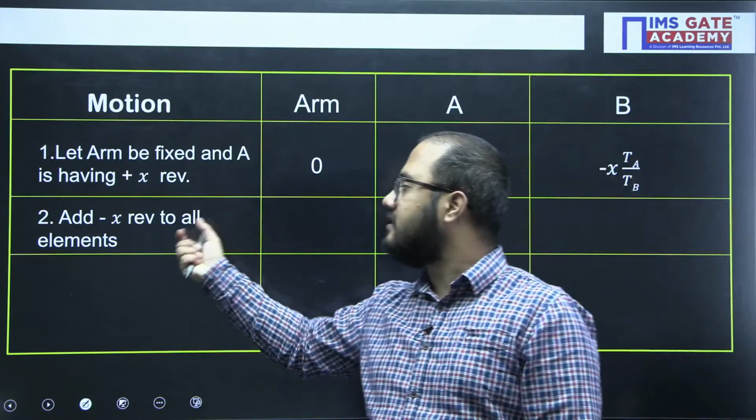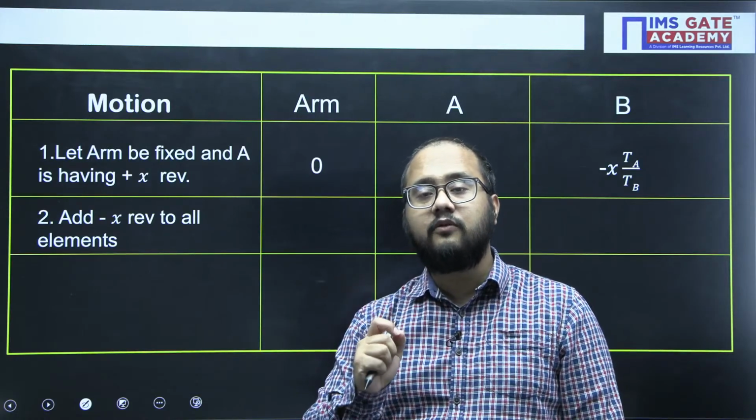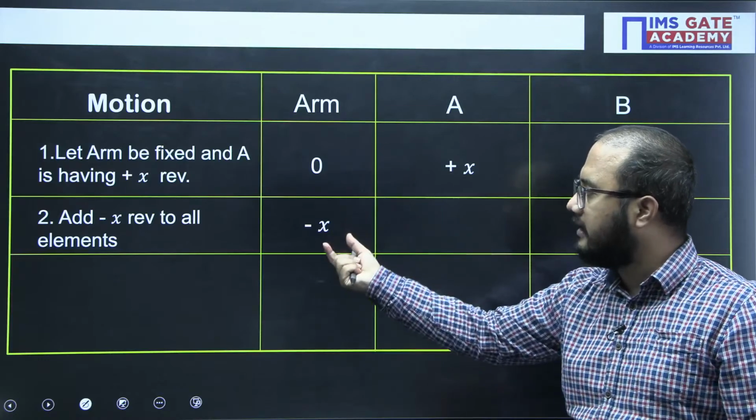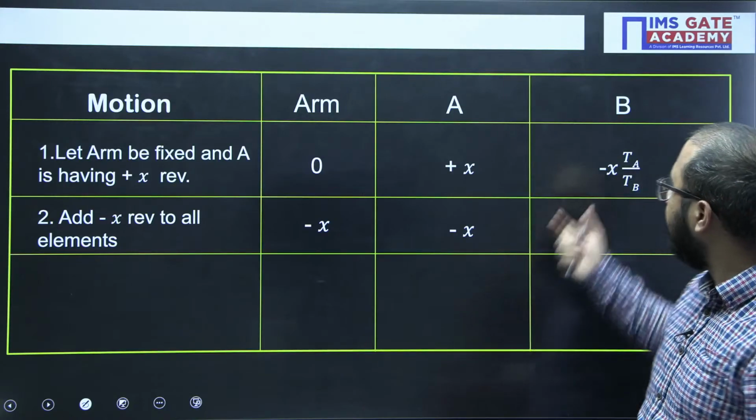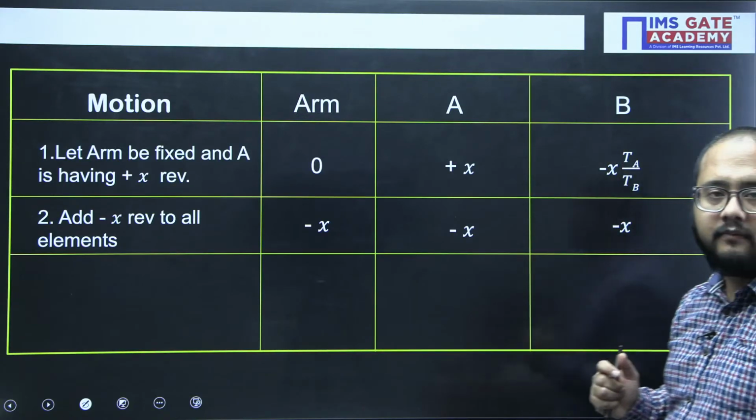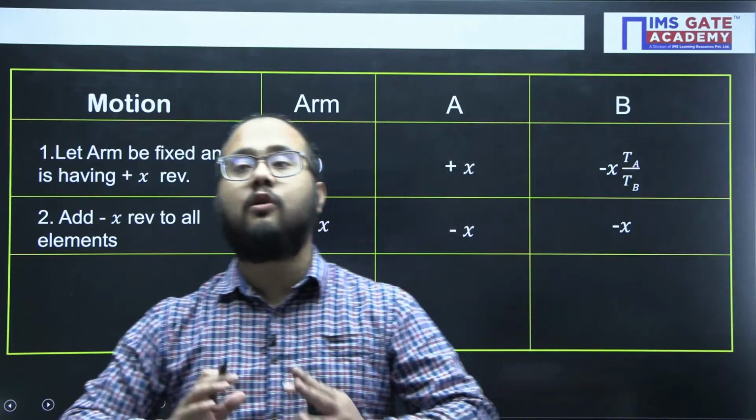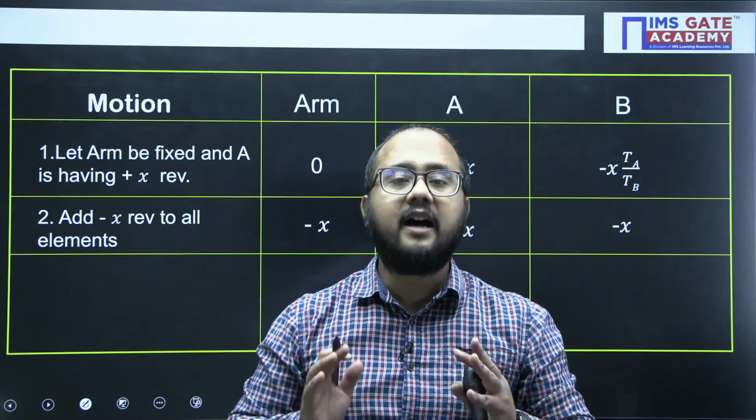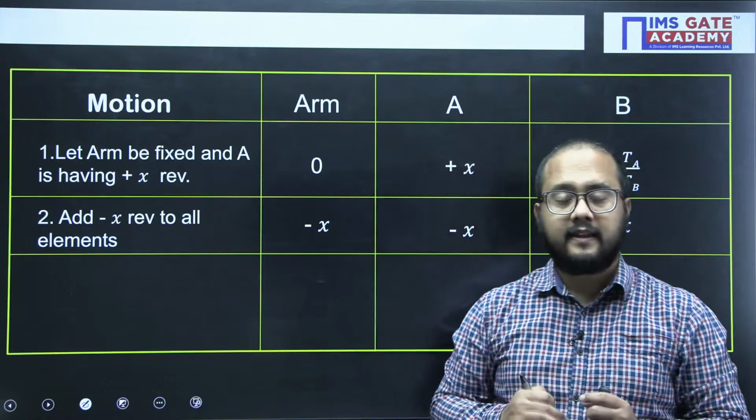Add minus x revolution to all the elements. If I do so, what will happen? Arm minus x, right? A minus x I have given. Then B also minus x I have given. See, what is the second step? I have given minus x revolution to all the elements. It means the entire gear train we have provided this minus x revolution. Is this point clear?